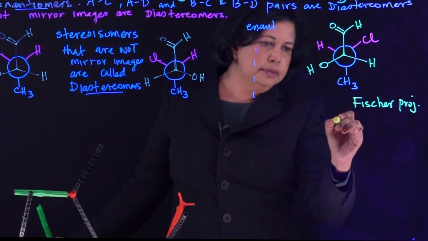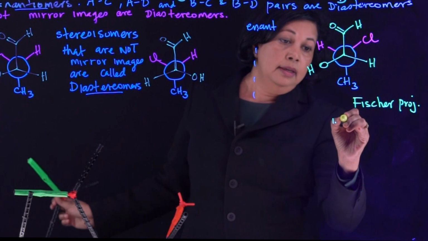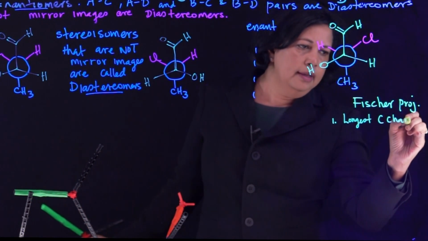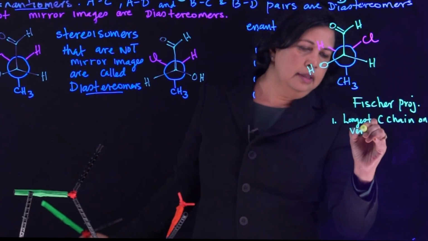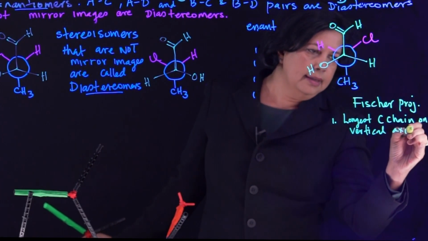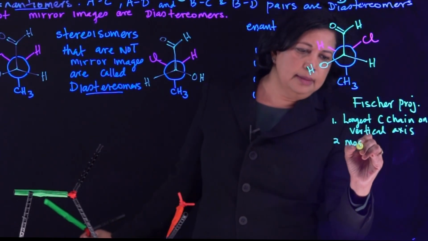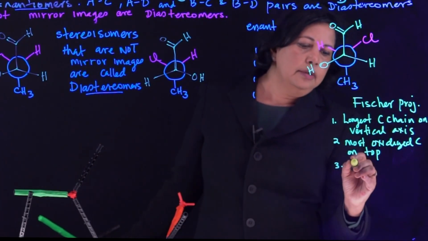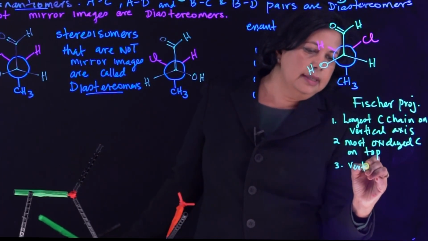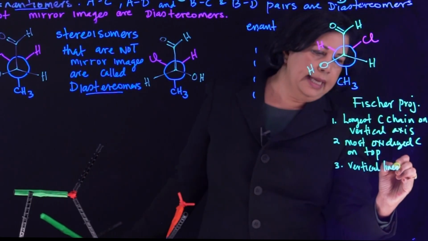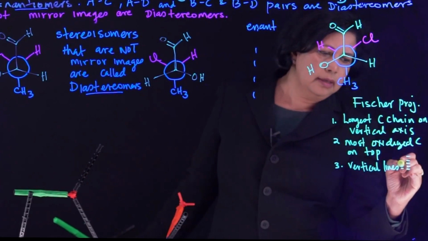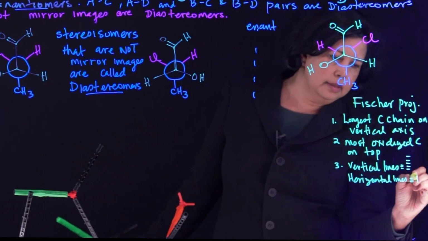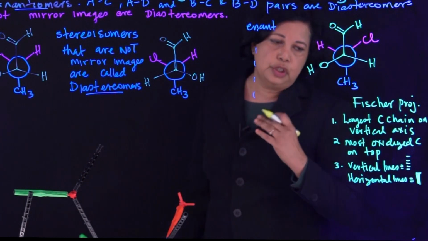So one, let me just write that down. Longest carbon chain on vertical axis. Two, most oxidized carbon on top. Three, this means vertical lines are dashes, horizontal lines are wedges, because it's actually a 3D diagram.